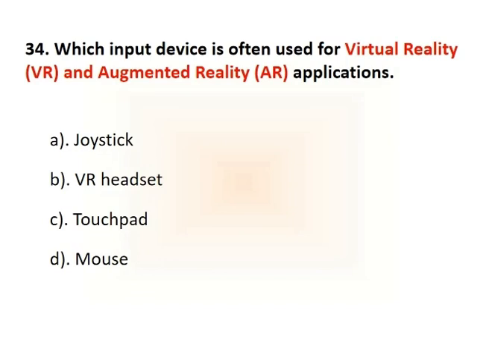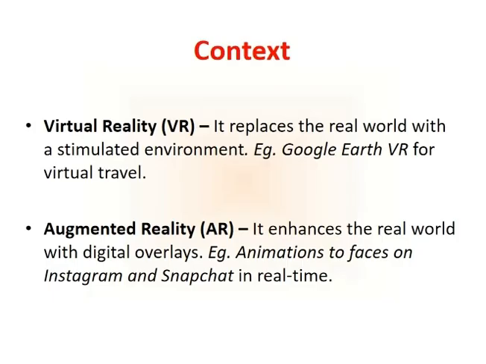Which input device is often used for virtual reality and augmented reality applications? Option number B, VR headset. Here, VR replaces the real world with a simulated environment, for example Google Earth VR for virtual travel, and AR enhances the real world with digital overlays such as animation on faces on Instagram and Snapchat in real time.